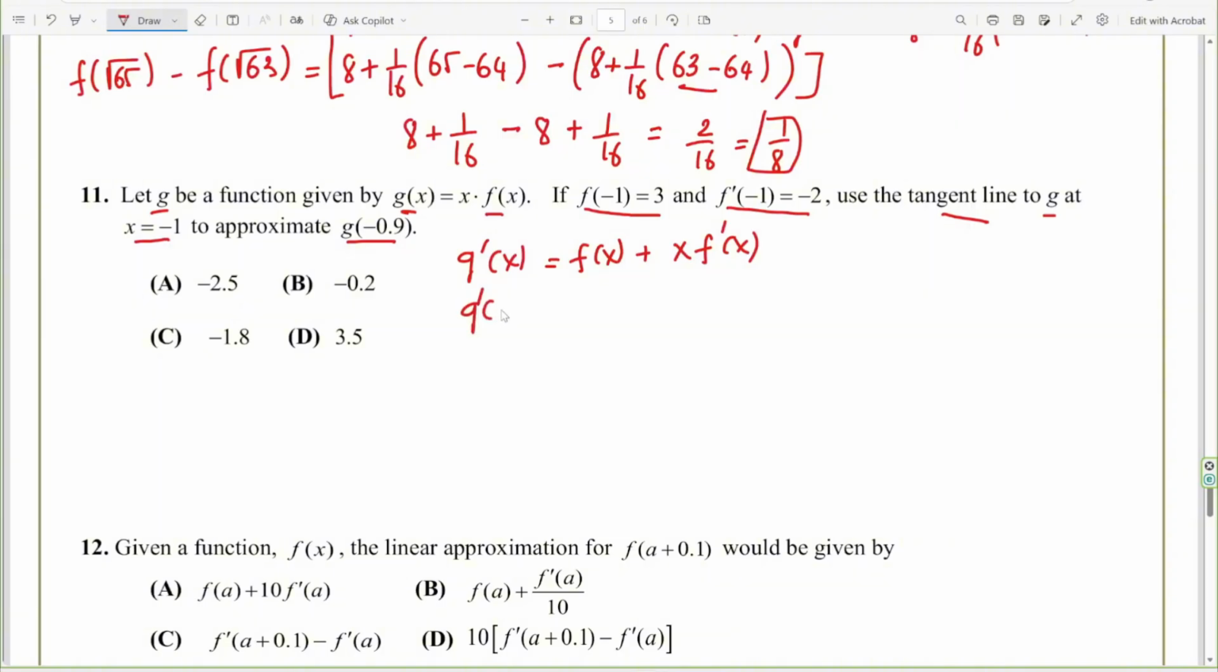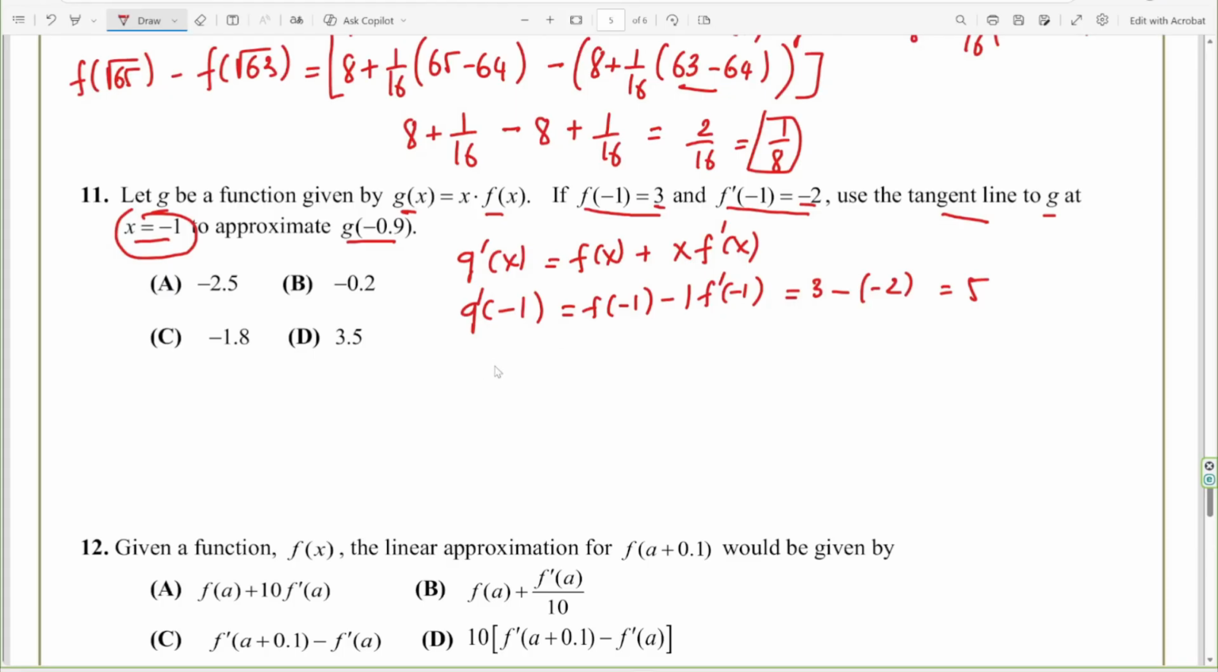And then you need to calculate g prime of negative 1, right? Look at x equals negative 1. So it could be f of negative 1 minus 1 times f prime of negative 1, right? So it's going to be f of negative 1 is 3 right here. Minus f prime of negative 1 is negative 2, right? So minus negative 2 is going to be 5, right?